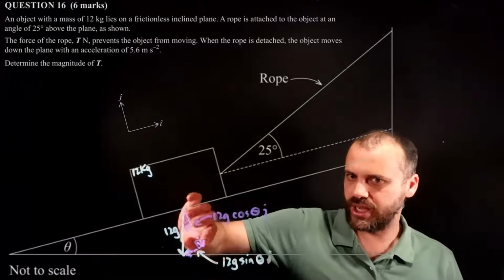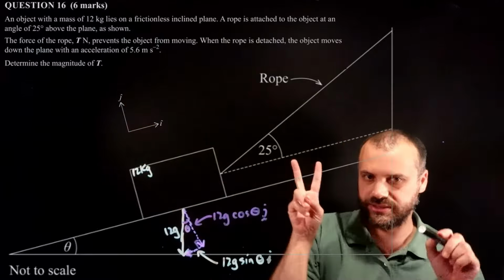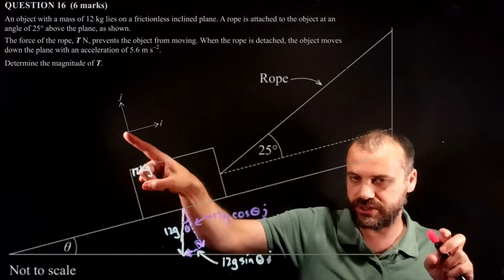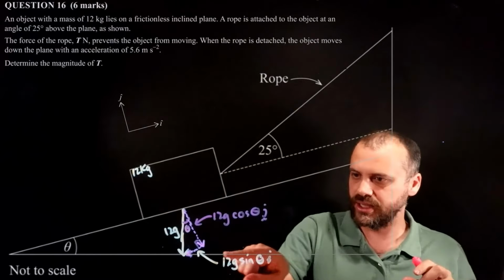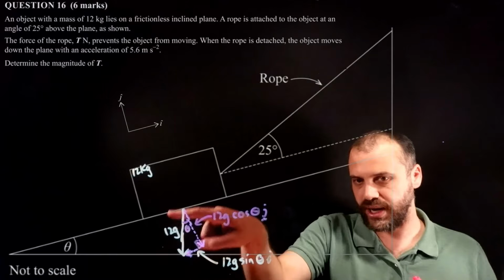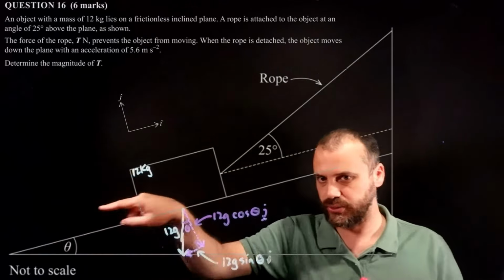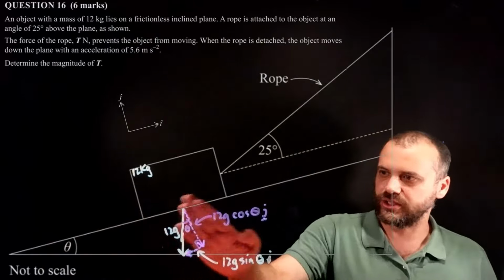All right, so we have a vector 12g cos theta going straight down, if we use down as being like this angled bit, and we have this 12g sine theta i, which is a force running parallel to our plane. Our force going down here. All right, that's a nice little picture there.